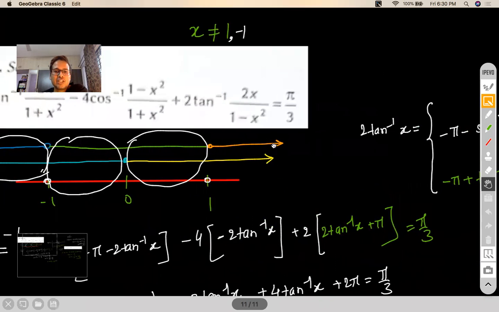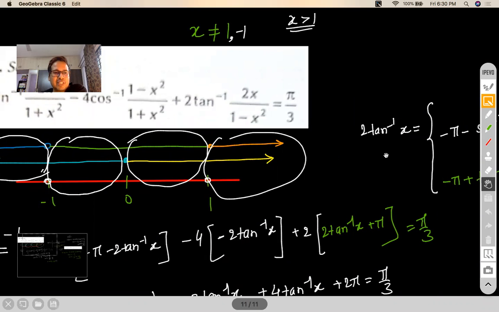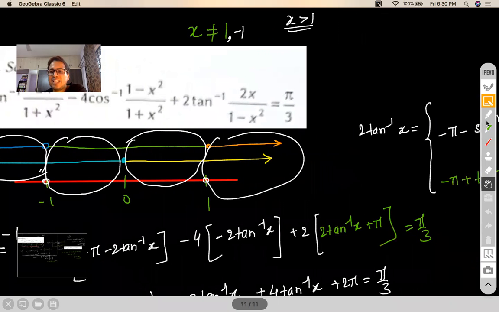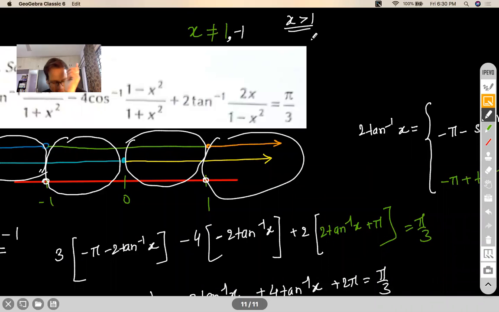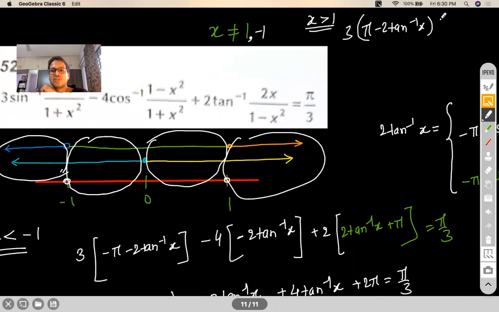Is there any more solutions? Let's try to figure it out. Now the only part left is when your x is more than 1. So when x is more than 1, I'm going to do it on the top part over here. How would these guys change? So sine inverse of 2x by 1 plus x square, when x is more than 1, it's going to give you pi minus 2 tan inverse x. So thrice of that, isn't it? Correct? And the second guy is going to give you 4 into 2 tan inverse x.